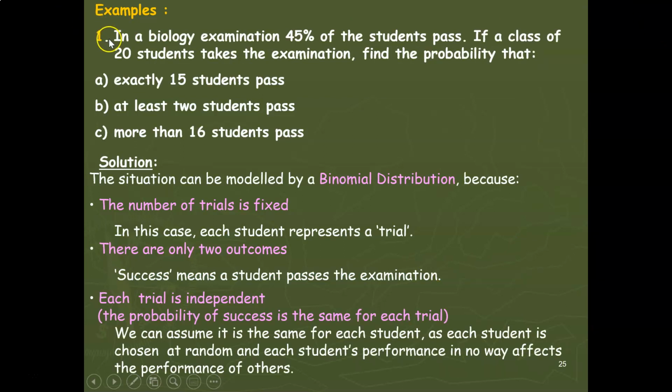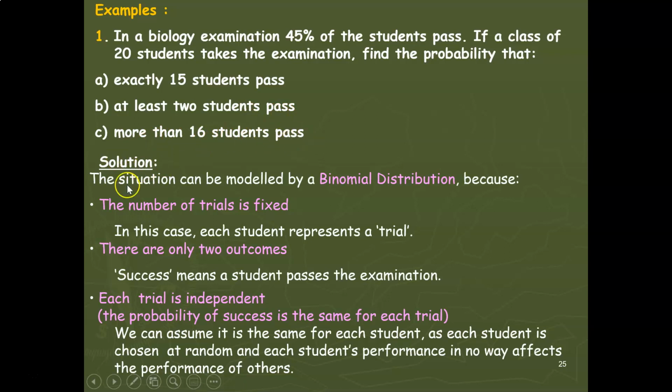More examples. In a biology examination, 45% of the students pass. If a class of 20 students take the examination, find the probability that exactly 15 students pass, B, at least 2 students pass, and C, more than 16 students pass.